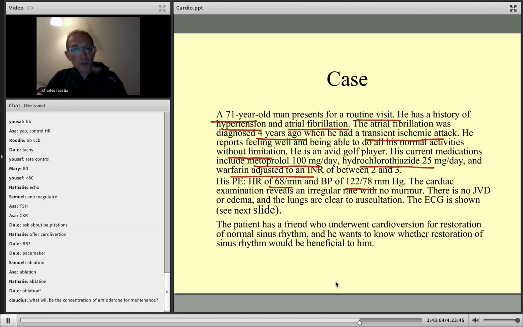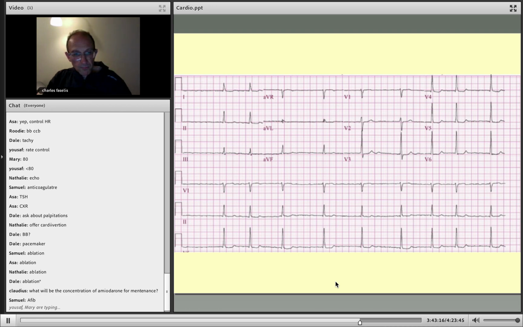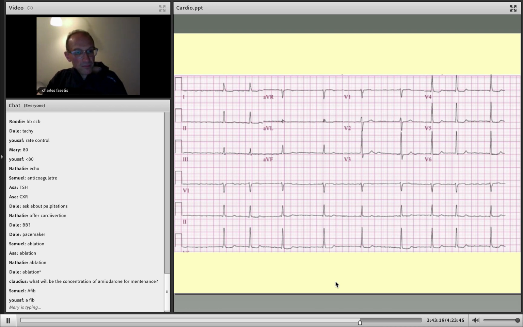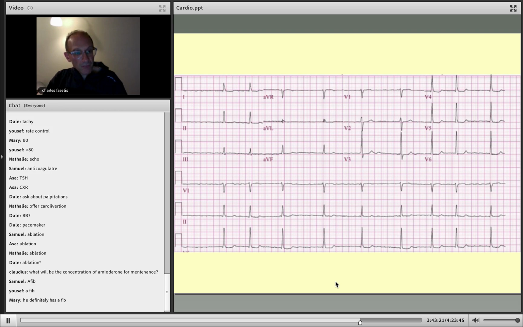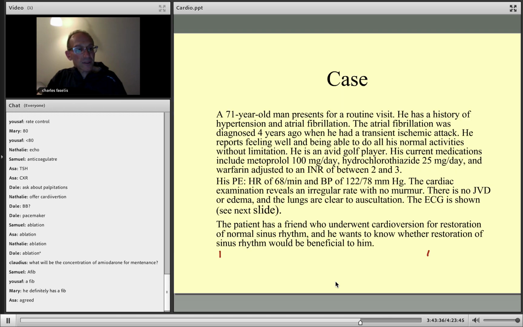The EKG is shown on the next slide. Let's make sure we read it correctly. What do you guys think? Sam says AFib, right? Everybody okay with that? And if you take a 6-second rhythm strip, it's from here to about somewhere around here. We're talking about 60 to 70, right? So this guy's looking good, right?